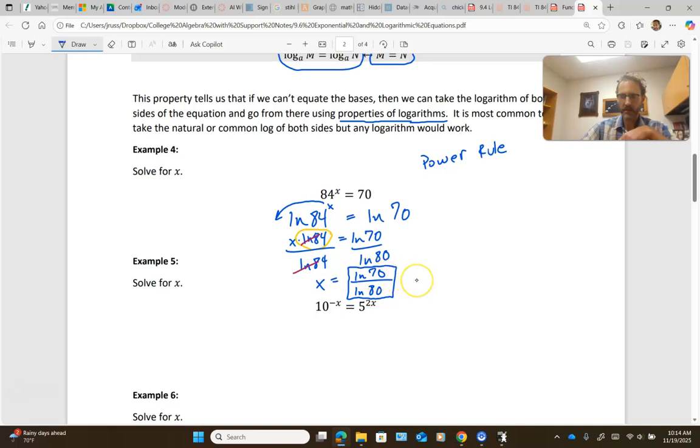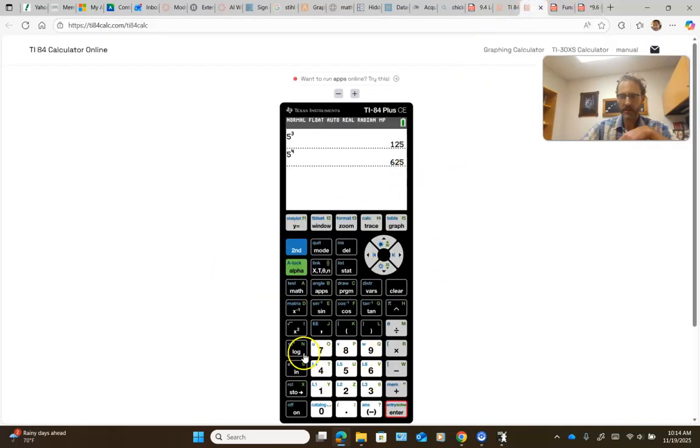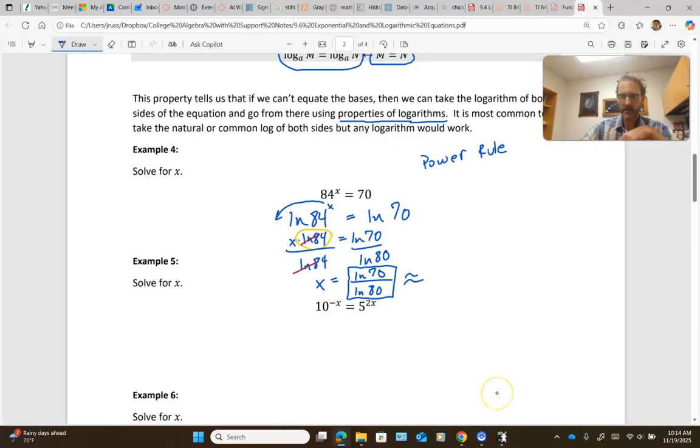Now we can approximate this. You can put this in our calculator. And I'll do that. You can type in the natural log of 70. Make sure you close those parentheses and divide it by the natural log of 80. And hit enter, and we'll get an approximation. If I round this to 4 decimal places, this will become 0.9695.